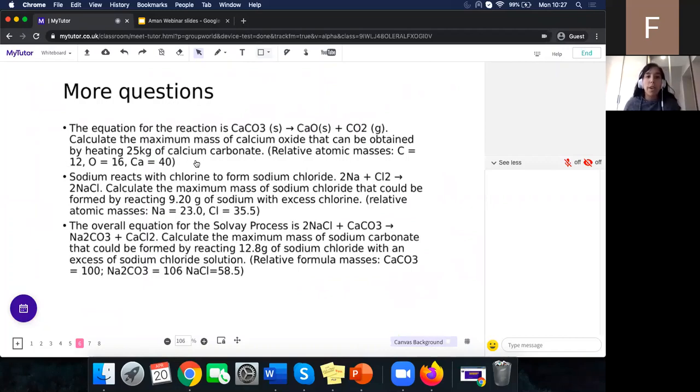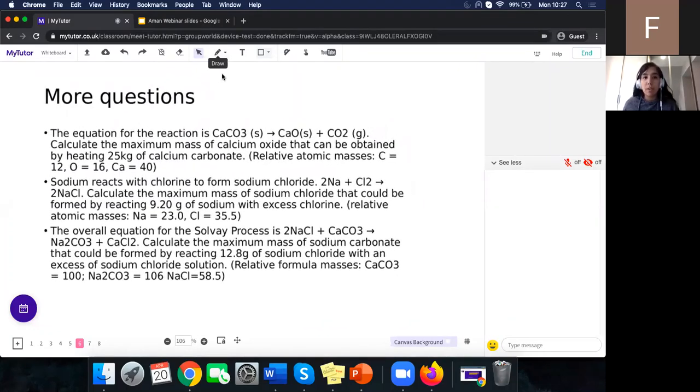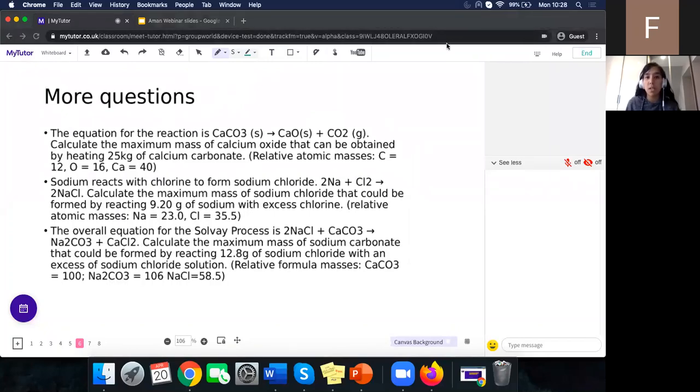So the equation for this reaction is that calcium carbonate goes to calcium oxide and carbon dioxide. So it's decomposing. The calcium carbonate forms calcium oxide and carbon dioxide. Calculate the maximum mass of calcium oxide that can be obtained by heating 25 kilograms of calcium carbonate. I'll give you a couple of minutes to do this question then, and then we'll see what answers we get, and I'll go through how to do it. So the equation for the reaction is calcium carbonate decomposes to form calcium oxide and carbon dioxide. Calculate the maximum mass of calcium oxide that can be obtained by heating 25 kilograms of calcium carbonate.